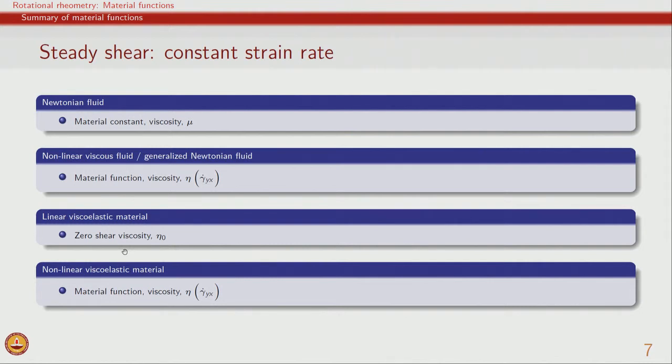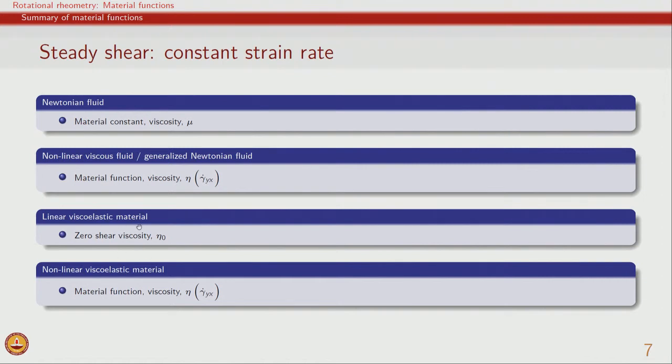Now, what we are going to do here is to summarize the behavior for these 4 different broad classes of materials that we have seen: Newtonian fluid, nonlinear viscous or generalized Newtonian fluid, linear viscoelastic material and nonlinear viscoelastic material. So, we have seen that for a Newtonian fluid this viscosity is a material constant. It can depend on temperature, but it does not depend on anything else. Temperature, pressure and those variables it can depend on, but it does not depend on, for example, the strain rate that is being applied. On the other hand, for nonlinear viscous fluids, we define a material function viscosity and it depends on the strain rate which is being applied.